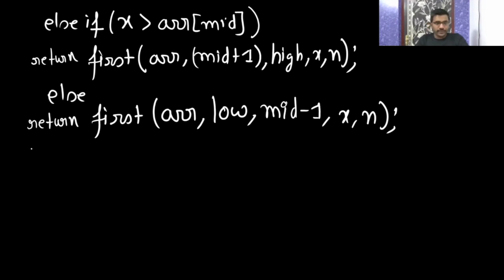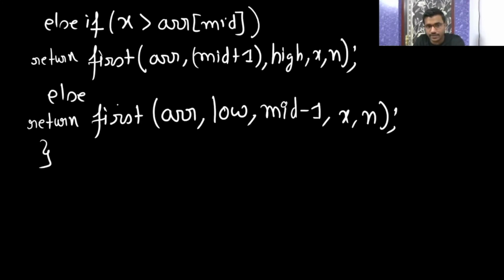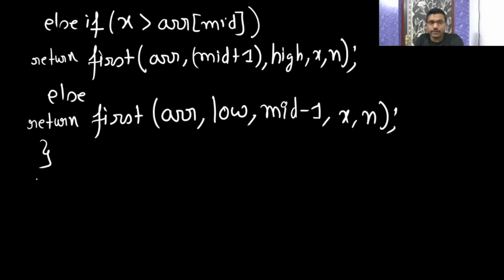Now the if condition is done. If high is greater than low, then this condition is done. After execution of this if condition, if you haven't written anything, it means unsuccessful, like high is not greater than or equal to low, then you are going to return -1. So the function is finished. Please let me know whether it is clear or not.